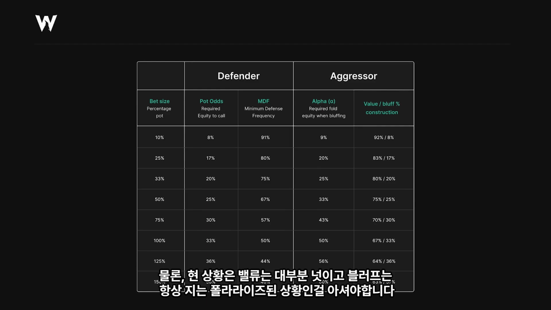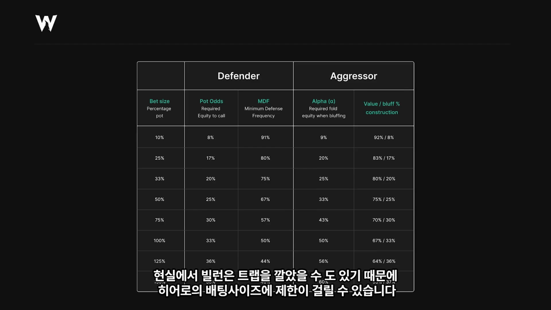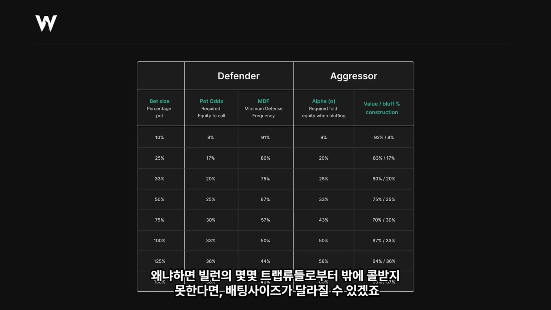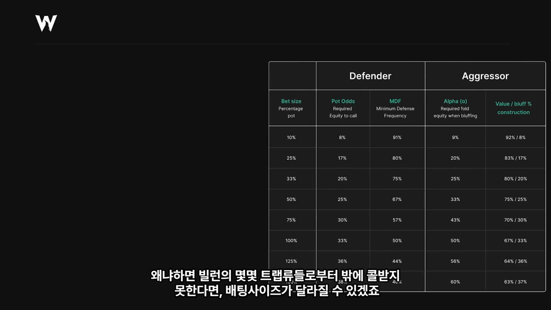Now keep in mind that this is assuming a perfectly polarized toy game where our value hands are always the nuts and our bluffs always lose. In reality, your opponent might have some traps, and that's going to limit how big you can bet because you don't want to bet so large that you're only getting action from the few traps they have, right?